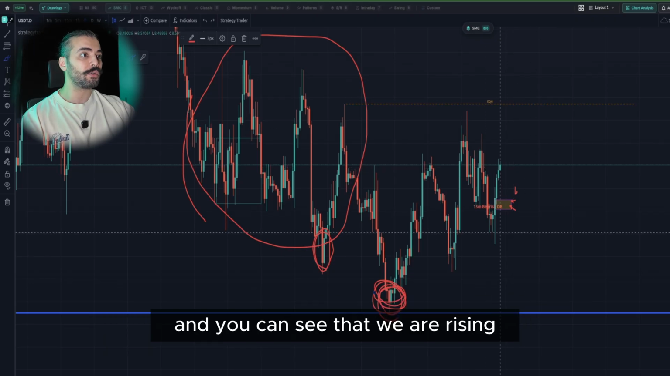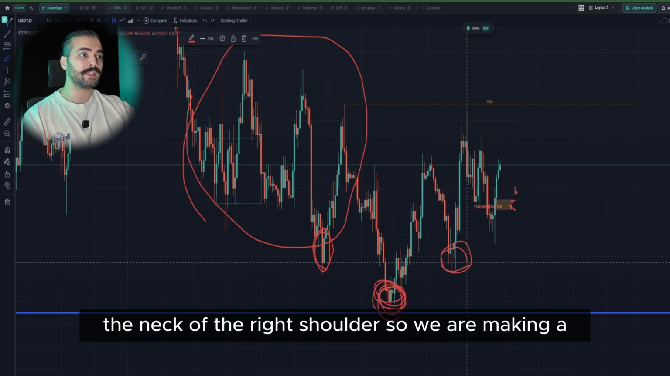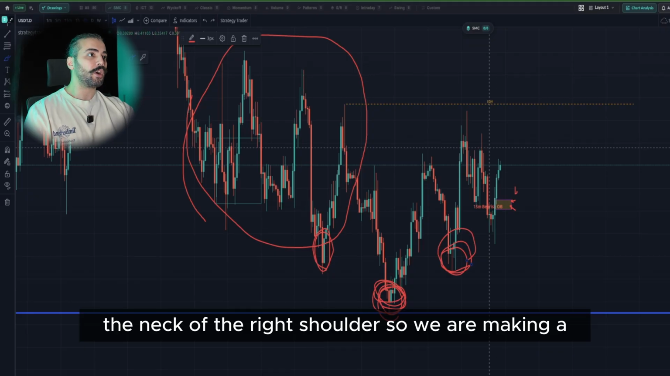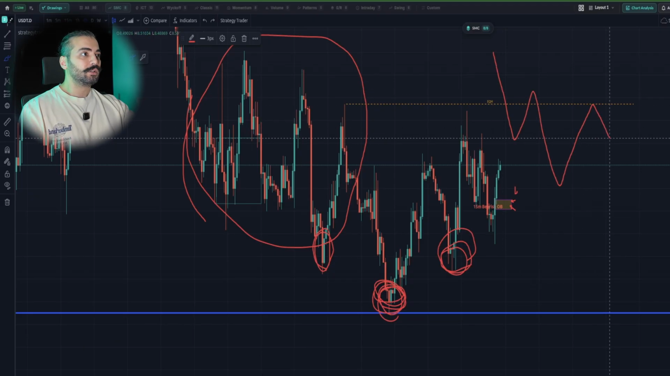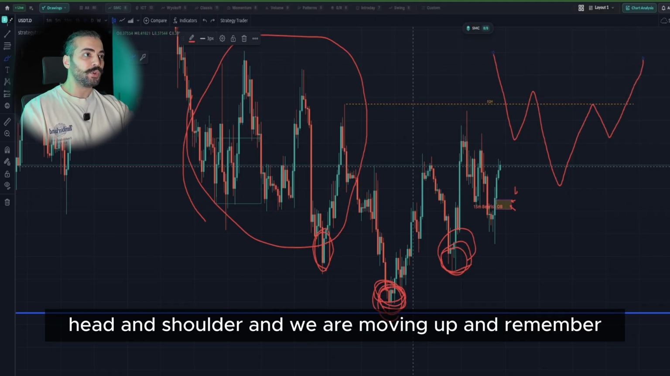And you can see that we are rising. So this is the neck of the right shoulder. So we are making a head and shoulder, and we are moving up.